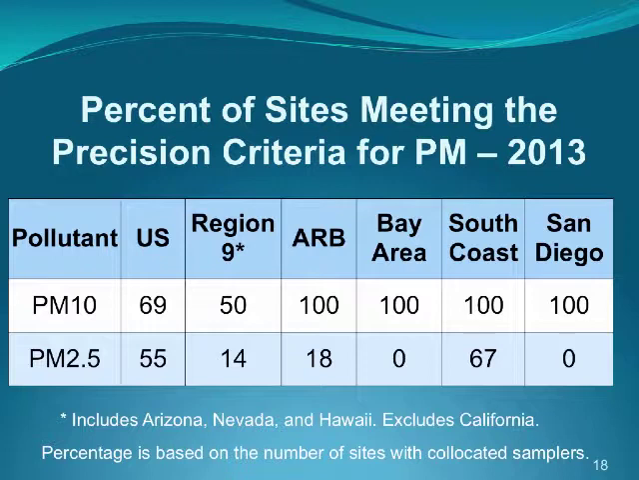Across the nation, only 69% of the sites are meeting the precision criteria for PM10. For Region 9, only 50%. The PQAOs in the state of California are doing quite well, but PM2.5 is a different story. If you look at the US average, 55% of the co-located sites are meeting the criteria. For Region 9, only 14% of the co-located sites are meeting the criteria. For ARB, 2 out of 11 of our co-located sites are meeting the criteria. South Coast has 2 out of 3 co-located sites meeting the criteria.